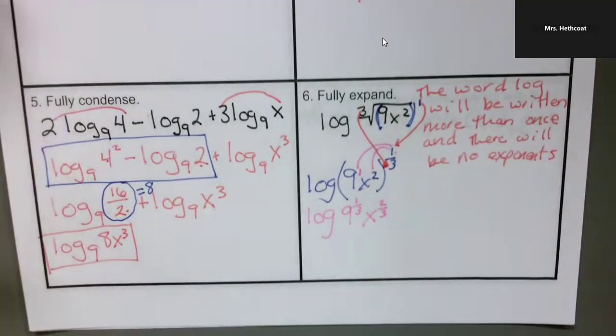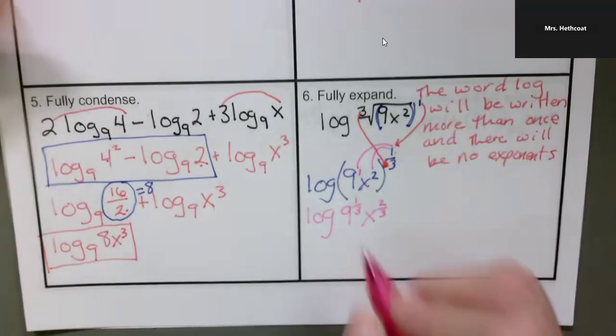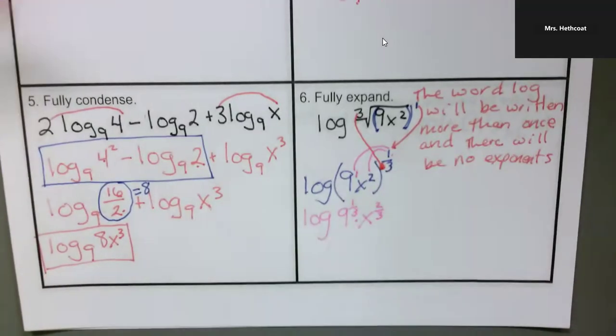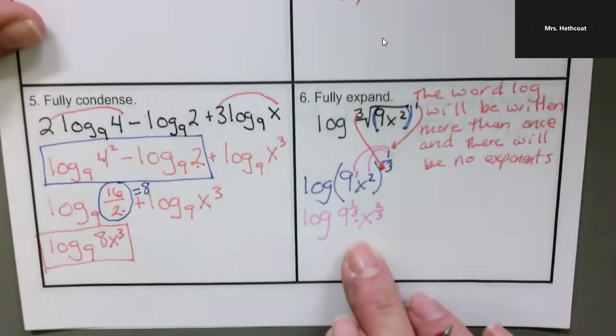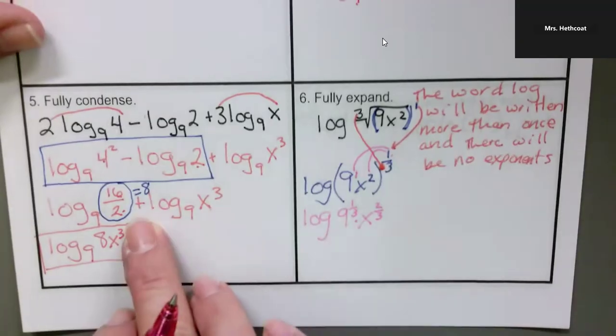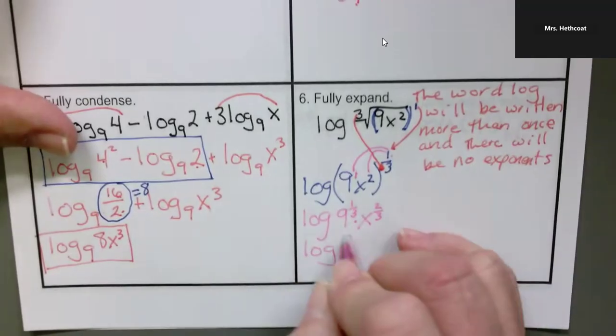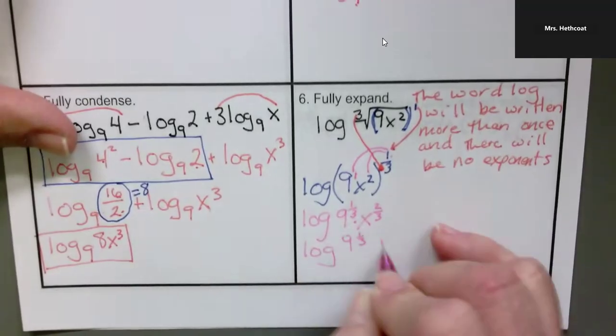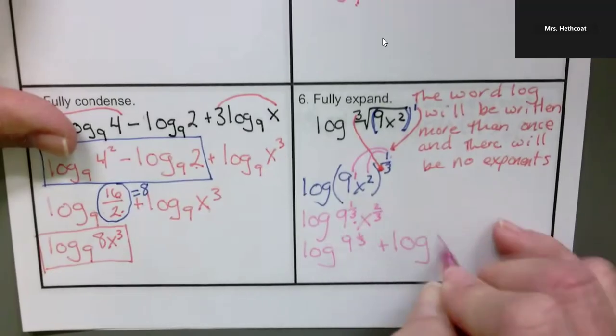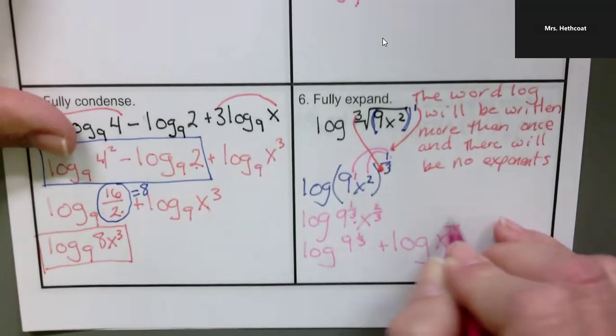It feels like we've done a lot already, but we still don't have the word log more than one time. We only have it once, so I can't be done yet. We have a multiplication problem here, so that means we can change it into an addition problem. So we're going to go log of 9 to the 1/3 plus log of x to the 2/3.